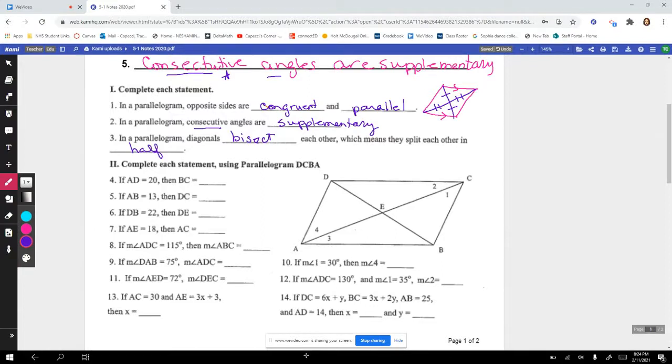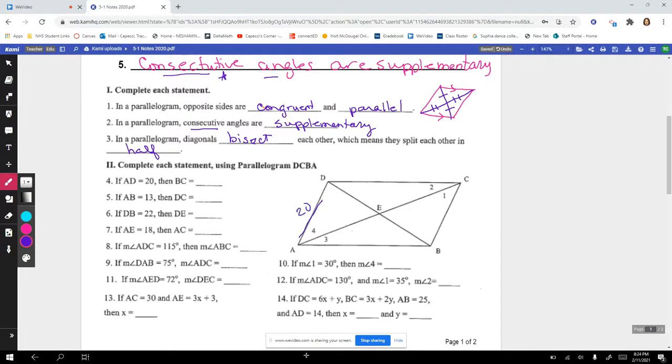If AD, this segment right here, is 20, then I know BC is the opposite side, right? So that's congruent, so that's going to be 20. If I know that AB, if this side is 13, then I know DC on the other side is also 13 because the opposite sides are congruent. Okay, now if I know that DB, which is one of my diagonals, is equal to 22, then DE would be equal to half, right? So if this whole thing is 22, then DE would be half of that, which is 11.